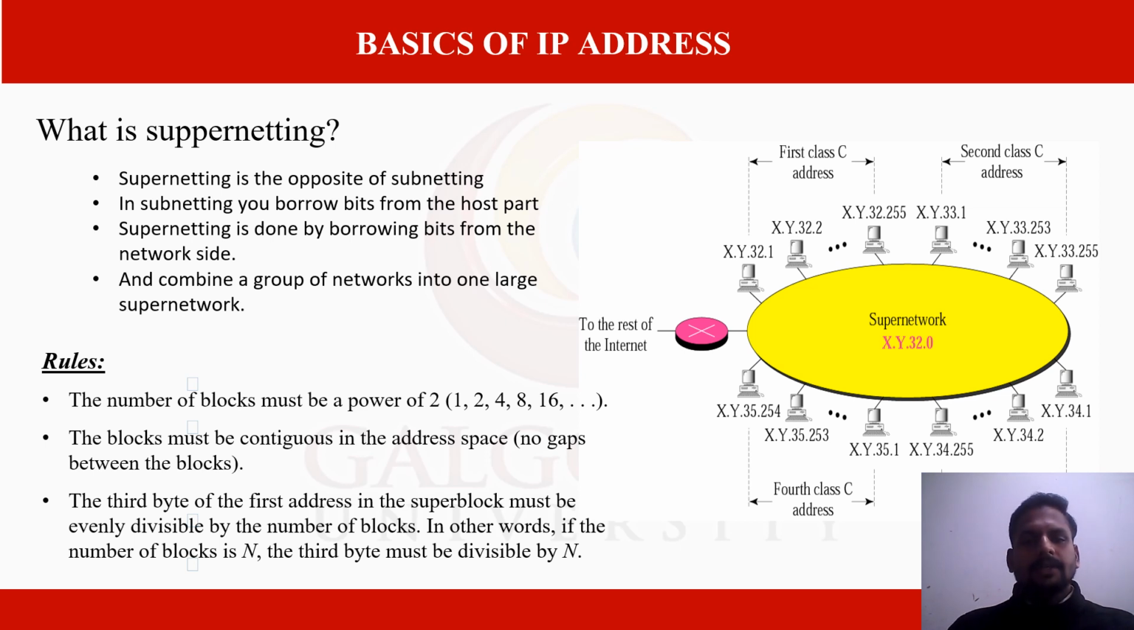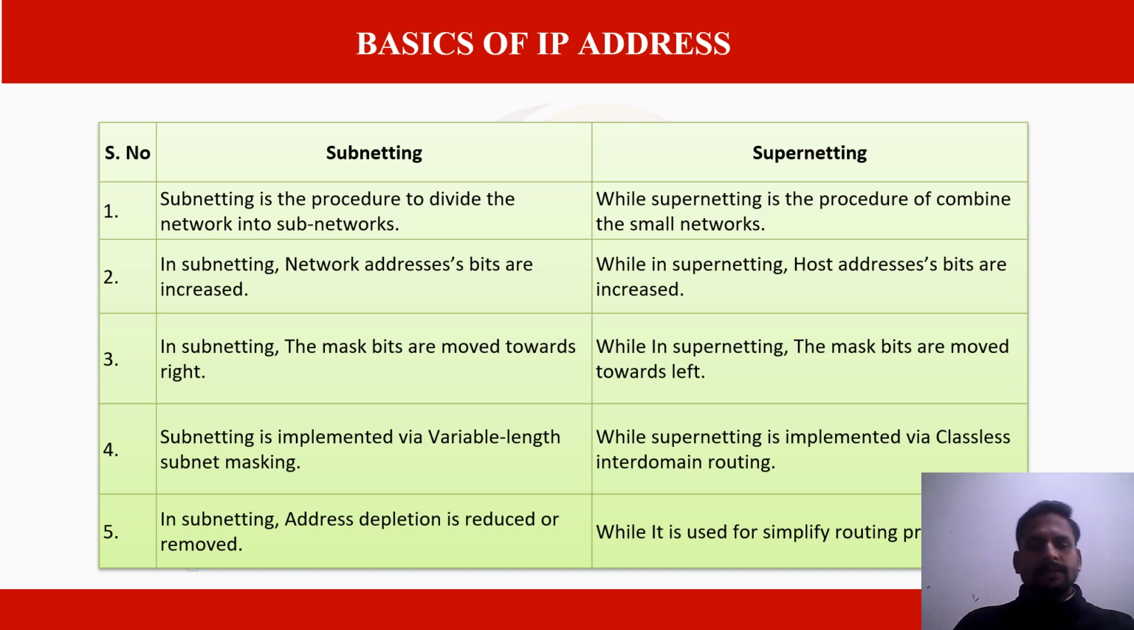Let me show the difference between the subnet and the supernet. So you see here, there is a difference between subnetting and supernetting. As we know, subnetting is a procedure to divide the network into subnetworks. Okay, but just now we have seen what supernetting is, right? It is combining the subnetworks into a larger network. Okay, so in the definition they are giving, supernetting is a procedure of combining the small networks.